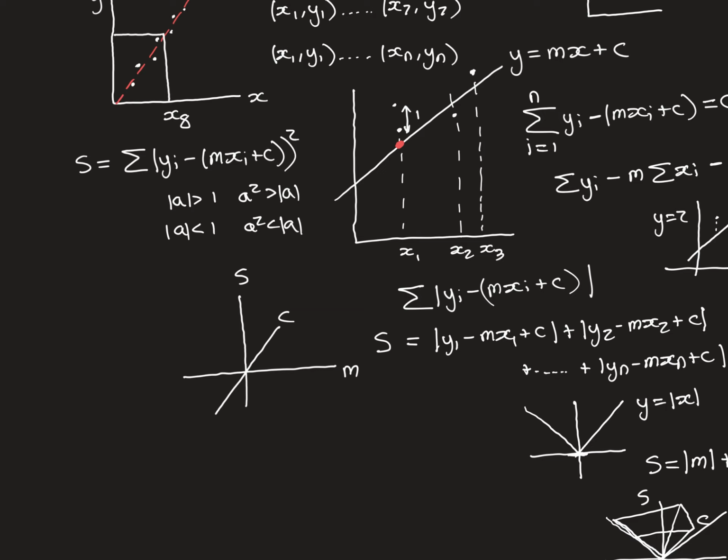So this is the whole ethos of least squares linear regression. You find the m and the c that minimise this sum, and that's your best fit straight line. That's your least squares best fit. It's called least squares because it minimises the squares of the differences of the points, the vertical differences of the points to the straight line.